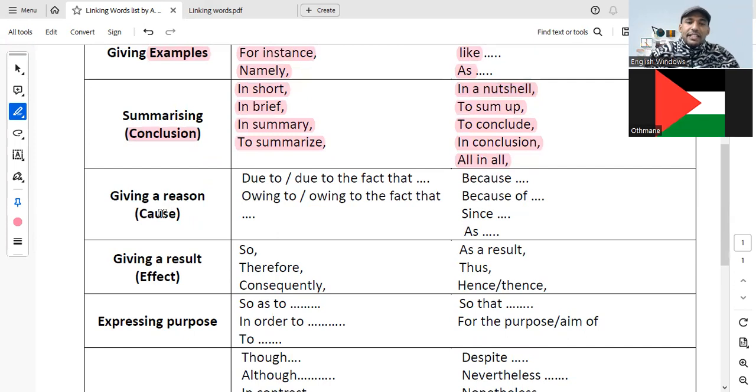Now, there are some linking words that we use to give a reason. I mean, to express the cause. باش نعبروا على la cause, right?